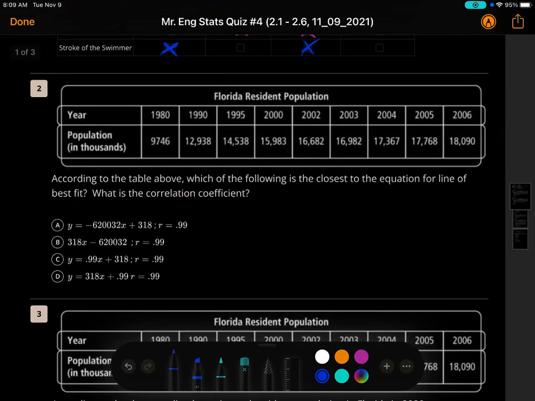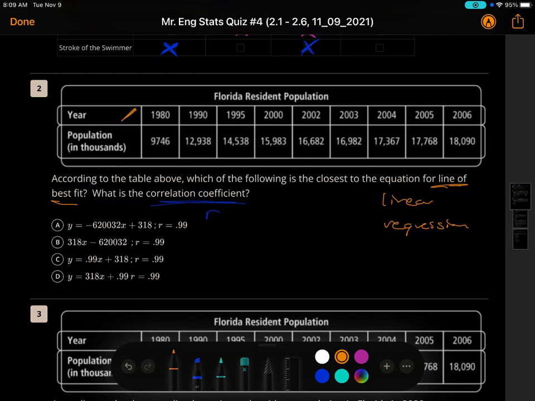Number 2, I have, according to the table above, which of the following is the closest to the equation for the line of best fit or the linear regression? What is the correlation coefficient? Okay, my correlation coefficient is an R value, and the line of best fit is just linear regression.